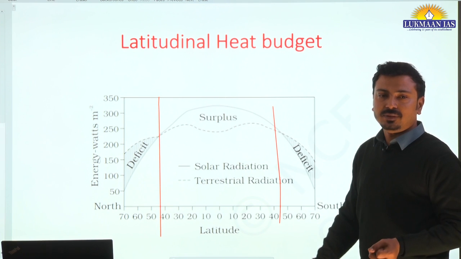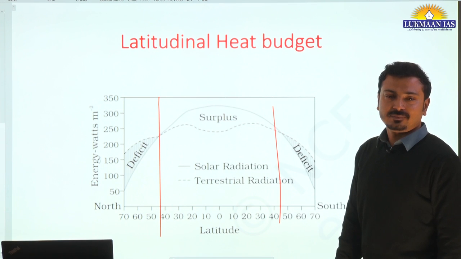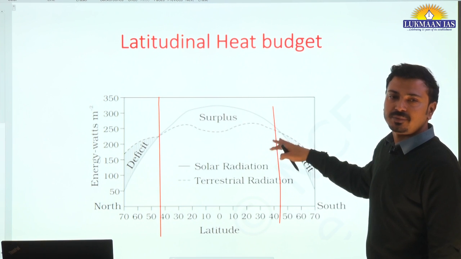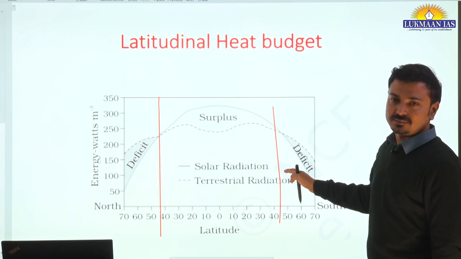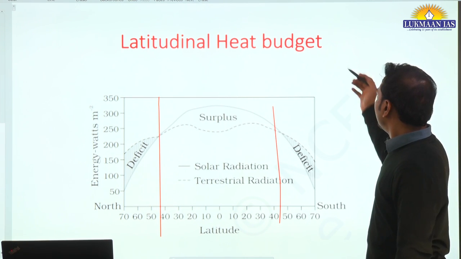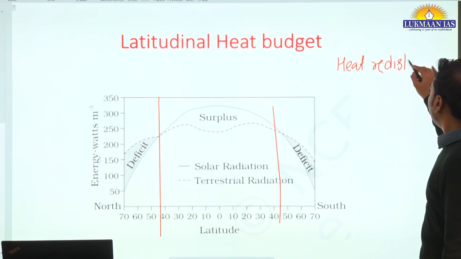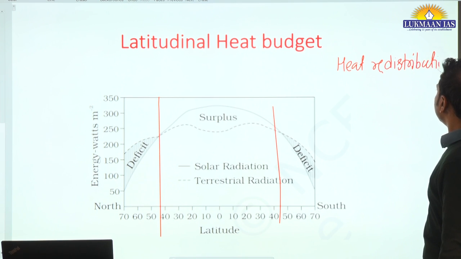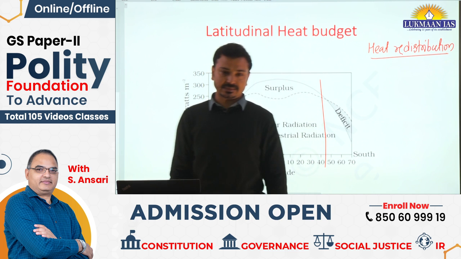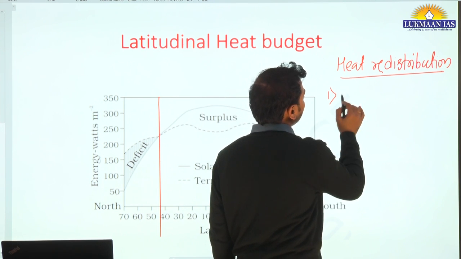Even though there is radiation, there is surplus here, and there is excessive radiation back here, but still the temperatures are not far less. ठीक है, बहुत कम नहीं है यहाँ पर. क्या reason है? There is continuous heat redistribution happening on the earth surface through various processes. This is how we should understand the significance. कौन से processes हैं?